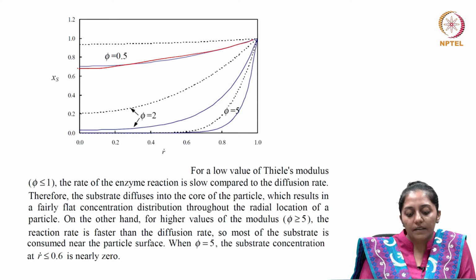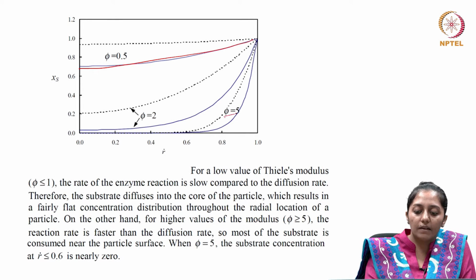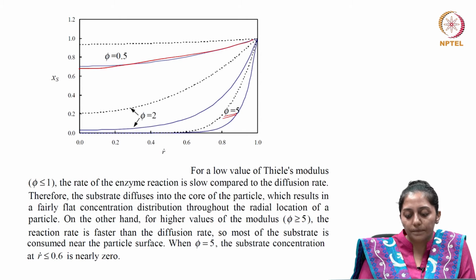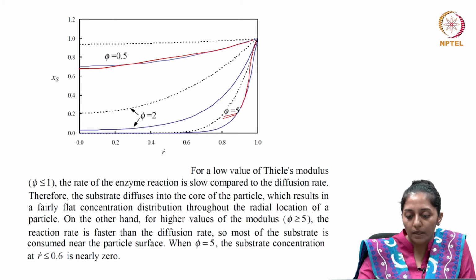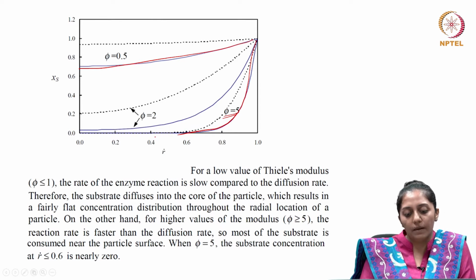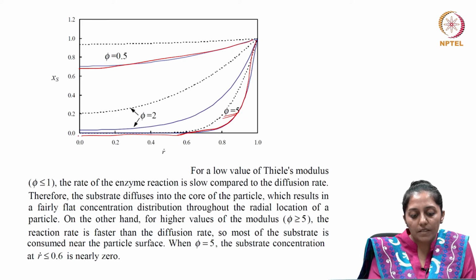On the other hand, for higher values of modulus, like let us take phi equal to 5, this would mean that the reaction rate is much faster than the diffusion rate. So, most of the substrate will get consumed in the reaction near the particle surface itself before it diffuses in, and therefore, you see a sharp decrease in the substrate profile as it moves inside.